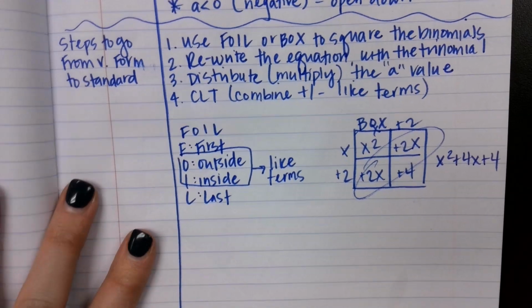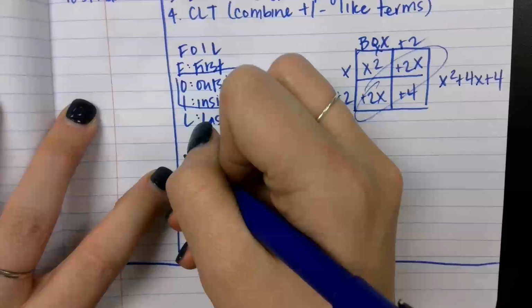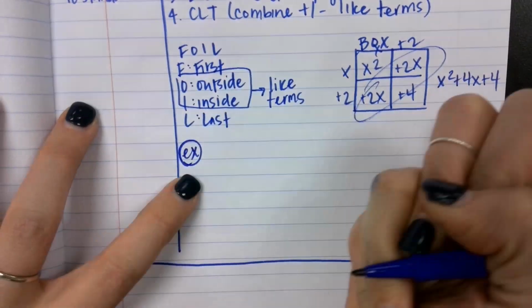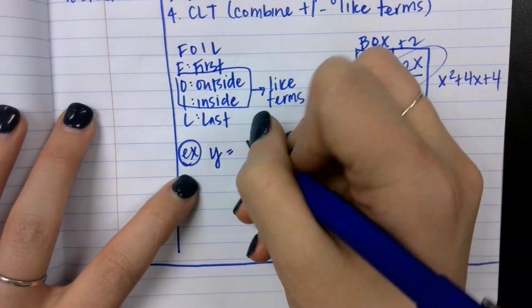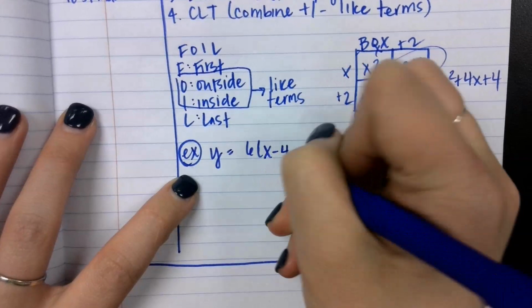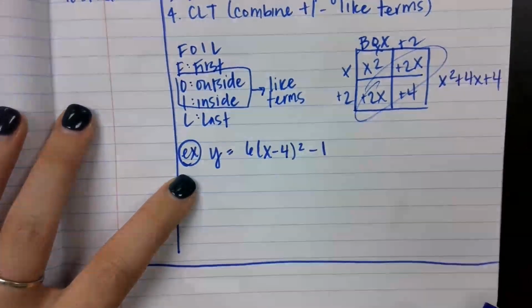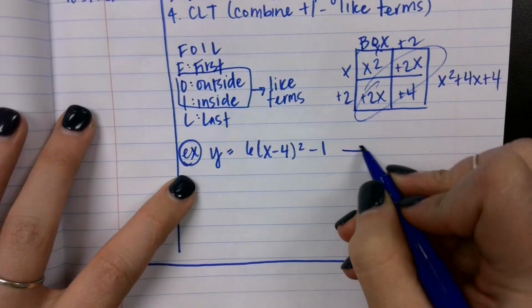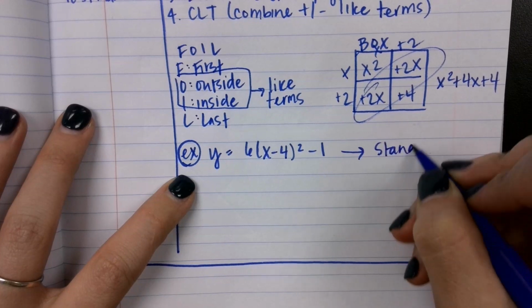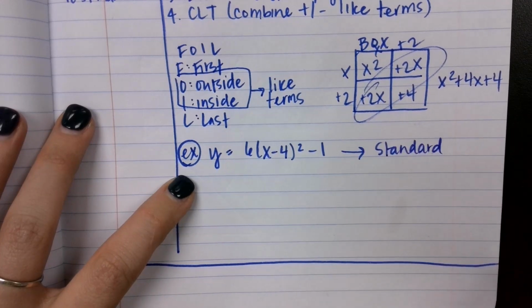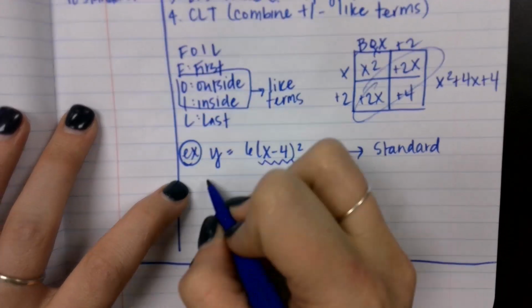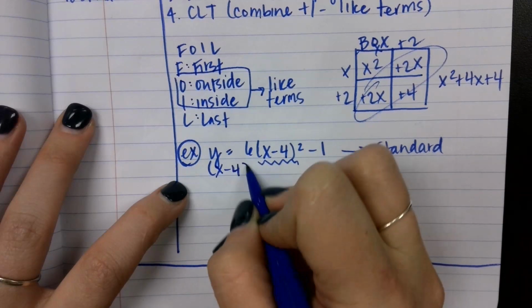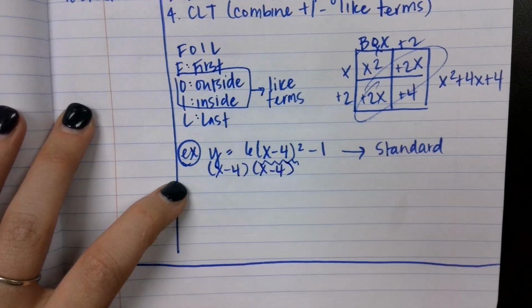So for example, we're going to do one together, and then we'll do more of these tomorrow, but I just wanted to show you one. Y equals 6 times x minus 4 squared minus 1. This is in vertex form, and we want to convert it into standard form.